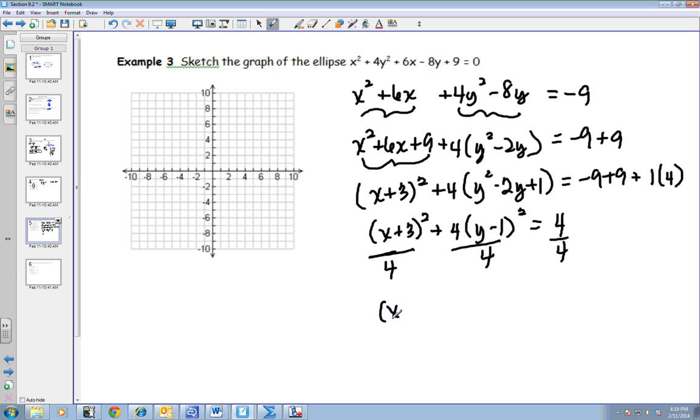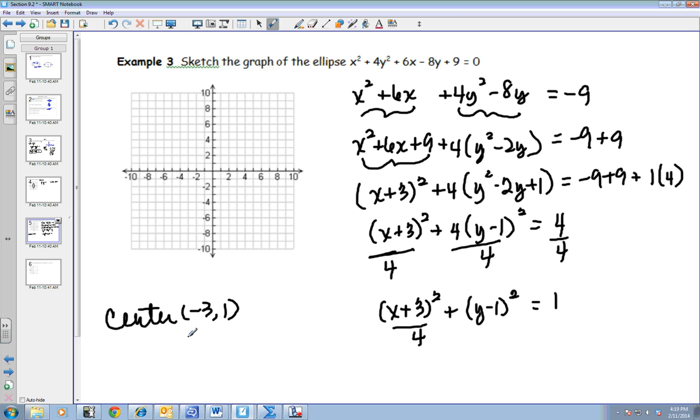So I have (x + 3) squared over 4 plus, these 4 cancel, (y - 1) squared equals 1. Okay, so my center is at (-3, 1). So (-3, 1) is the center.